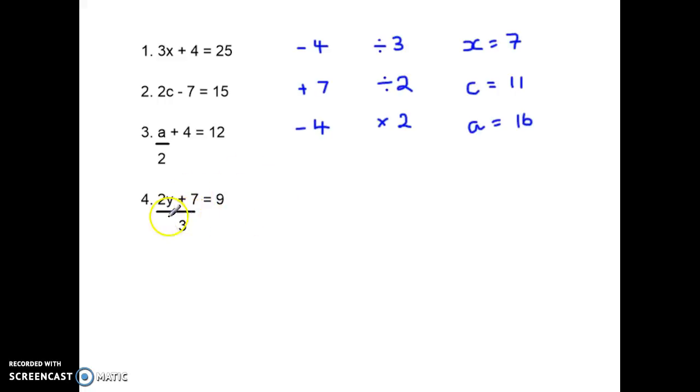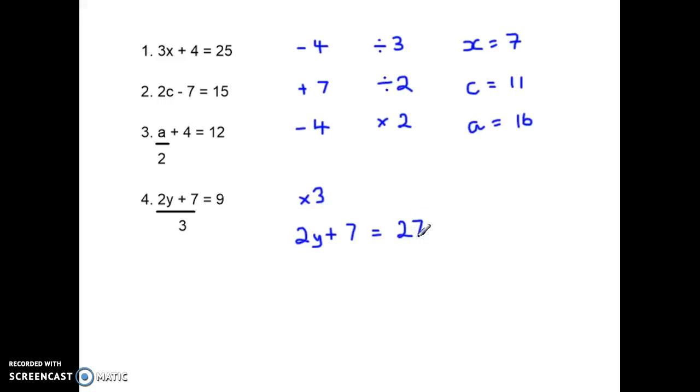Now, this last one, because all of the left hand side is divided by 3, it's the division by 3 that I'm going to have to deal with first. Common mistake with this is to try and tackle this plus 7 first, because it looks like it might be similar to this, but no, I have to deal with the division by 3 by first timesing by 3. And if I times by 3, I'm going to get that 2y plus 7 equals 27.